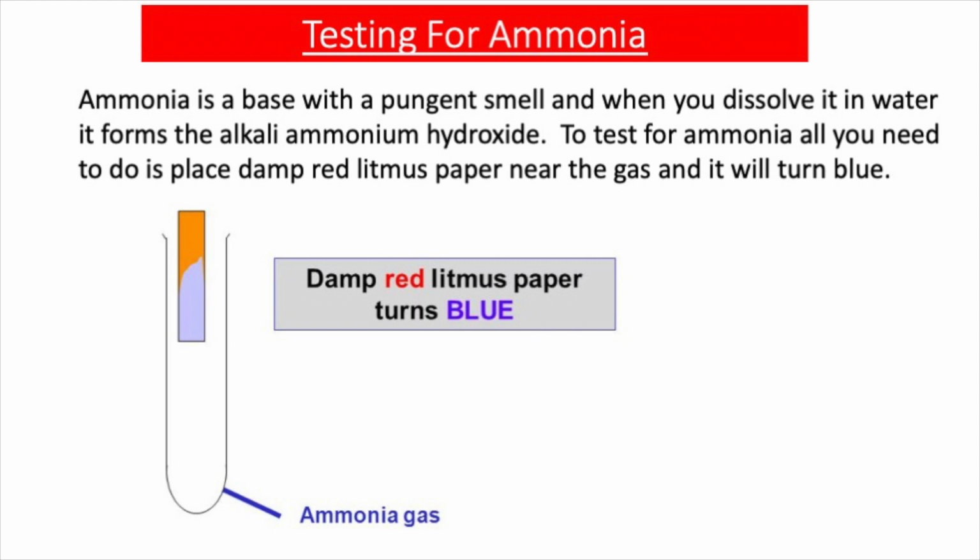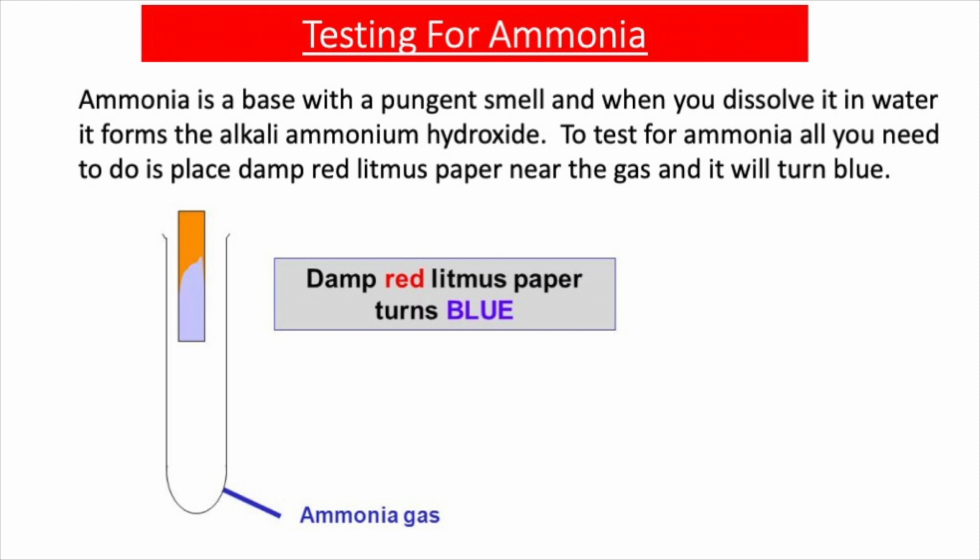So now we know how to make ammonia, let's look at the chemical itself. Ammonia is a base, which means it's the chemical opposite of an acid, and it has a pungent smell, and when you dissolve it in water it forms the alkali ammonium hydroxide.